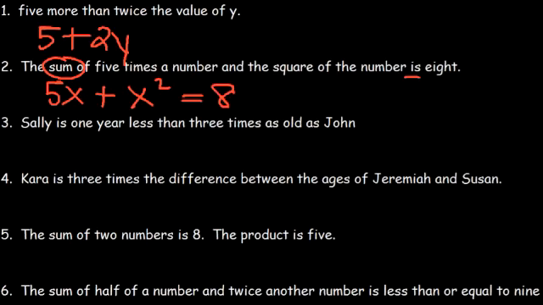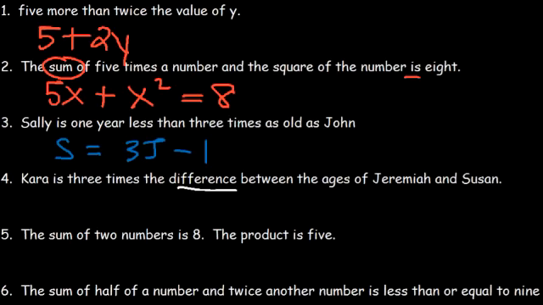Sally is 1 year less than 3 times as old as John. So when you hear something like "less than" and then after it "3 times," the less than part comes after, not before. So Sally is 3 times as old as John, less 1. It's kind of backwards.